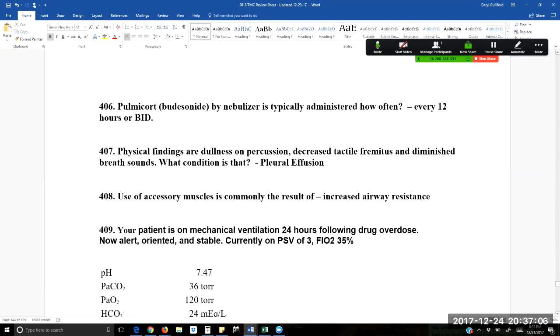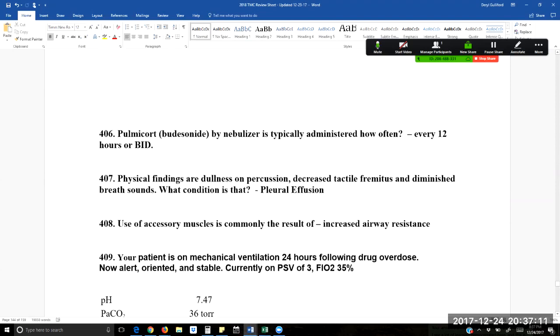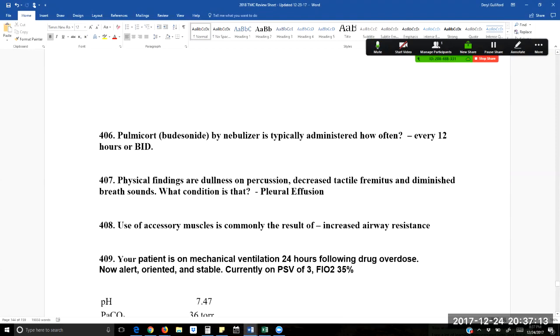406 is Pulmicort budesonide. It's dosed every 12 hours. We have had numerous students come back from the test and say they needed to know the dosing schedule. It's every 12 hours.